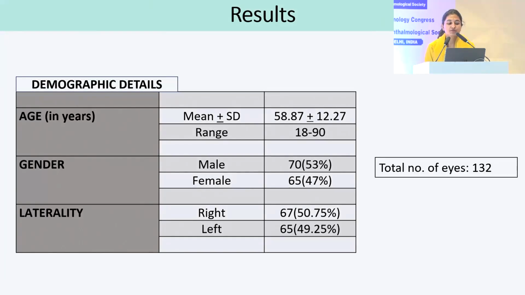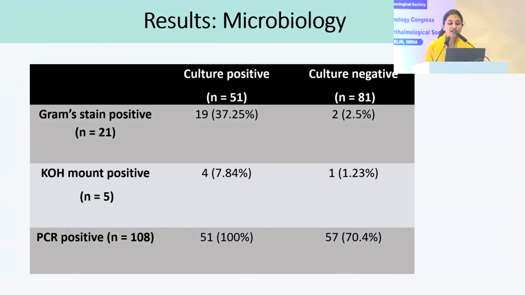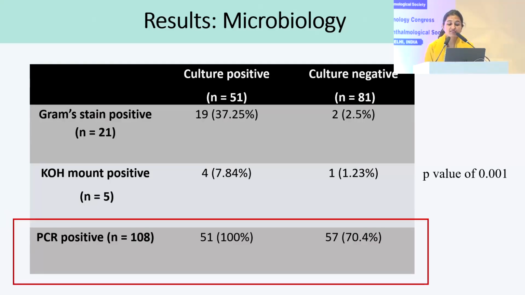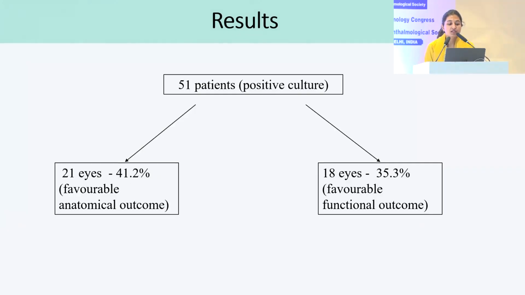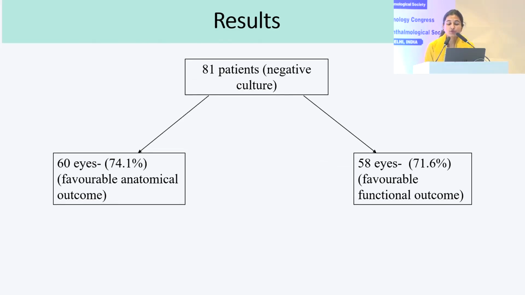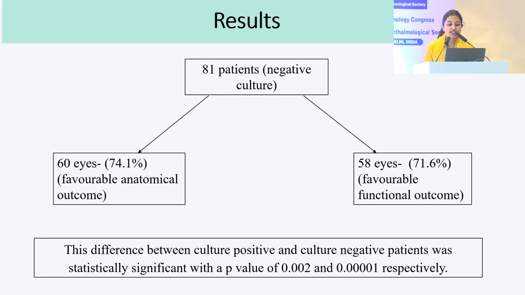This is a tabulation of the demographic details, and we can see a total number of 132 eyes were taken for the study. The microbiology results have revealed that in a culture-positive patient of 51, the PCR positivity stood out to be 100%, and in a culture-negative patient of 81, PCR positivity stood out to be 70.4%, and this value was statistically significant. Amongst the 51 patients of positive culture, 21 eyes had a favorable anatomical outcome, and 18 eyes had a favorable functional outcome. Amongst the 81 patients with negative culture, 60 eyes had a favorable anatomical outcome, and 58 eyes had a favorable functional outcome. And the difference between the culture positivity and culture negativity patients was statistically significant as well.